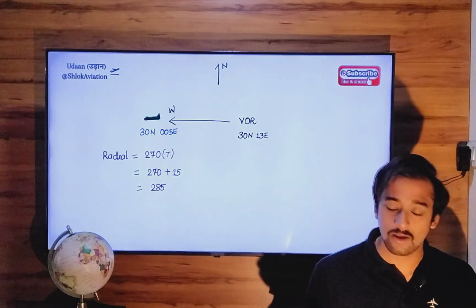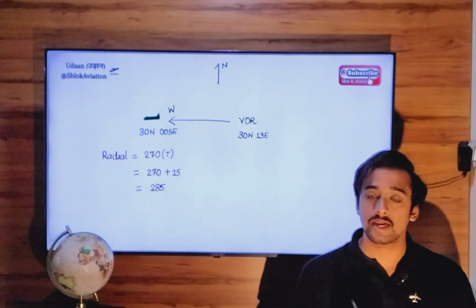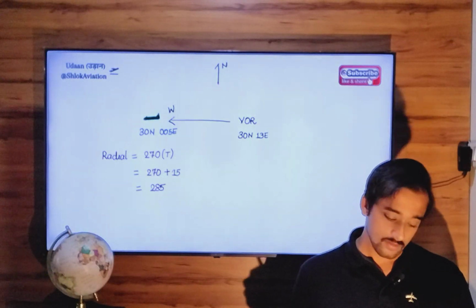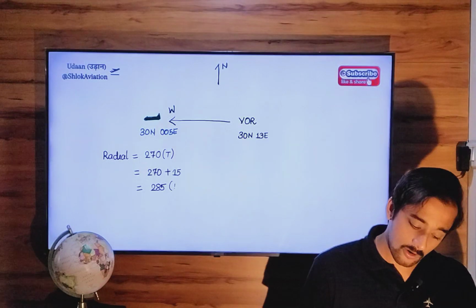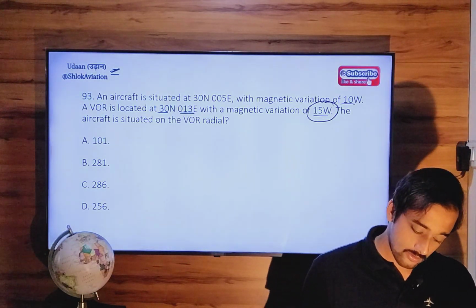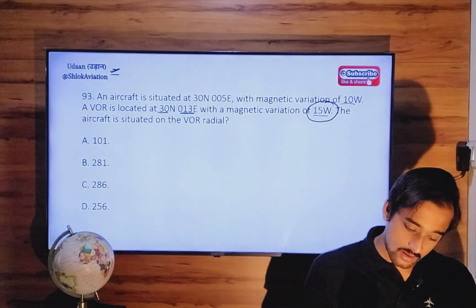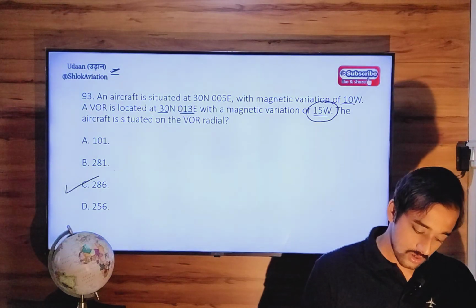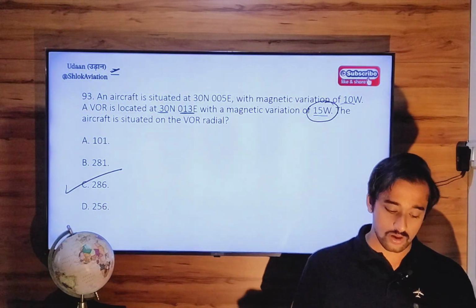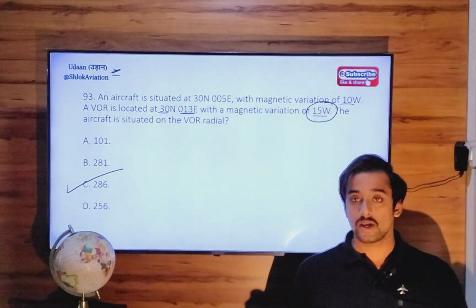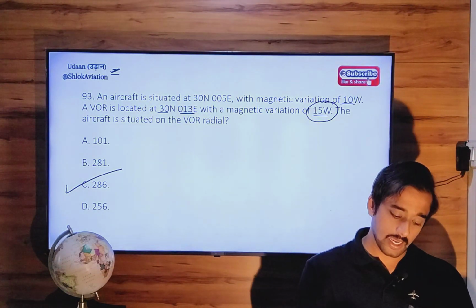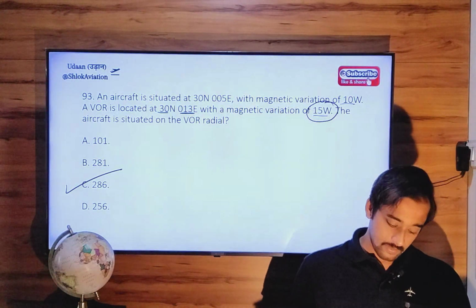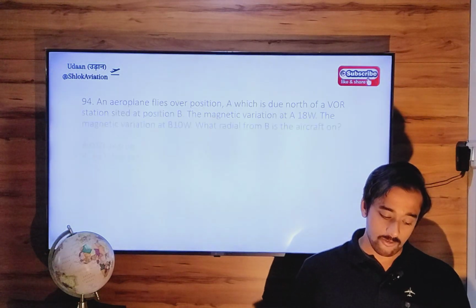Variation west, magnetic is best, meaning magnetic will be more than true. So you have to add it and you get 285. So the radial of the aircraft is 285. Option Charlie. Okay, 285 radial. The closest is option Charlie. Maybe there is some printing error. Okay. Let's go to question 94 now.